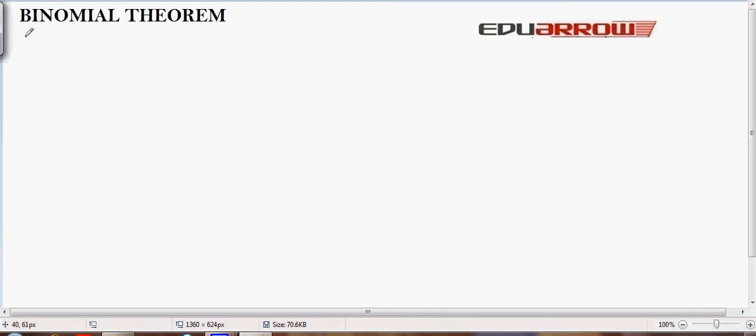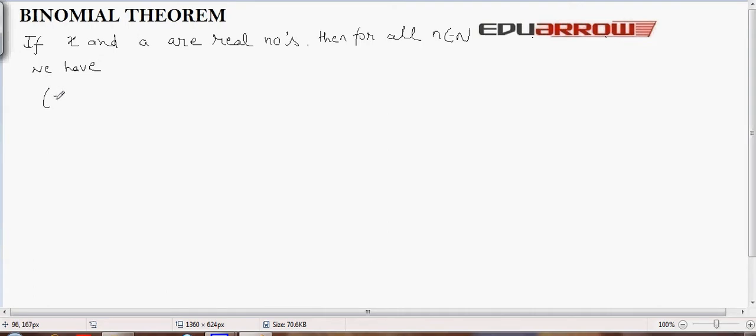Binomial theorem says that if x and a are real numbers, then for all n belongs to natural number, we have x plus a raised to n will be equal to summation of r is equal to 0 to n nCr x to the power n minus r into a to the power r.